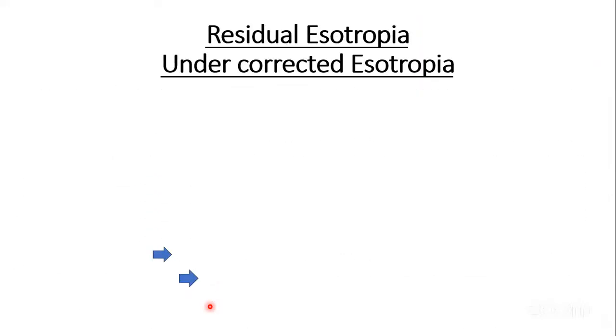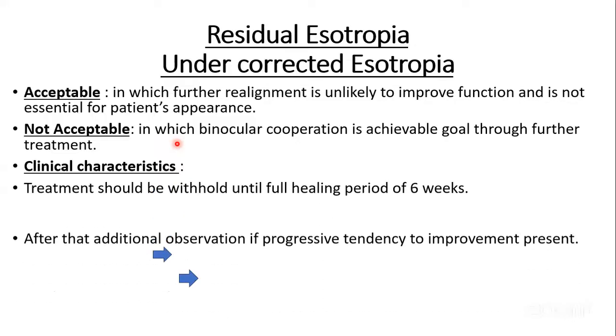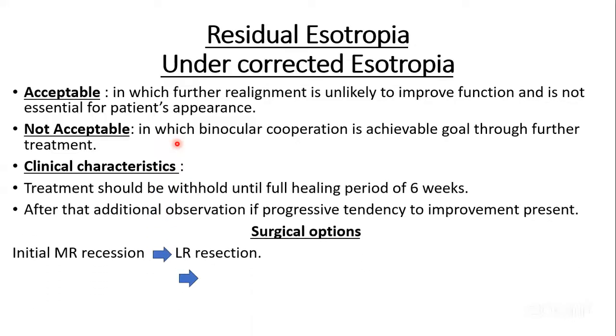So also there is something called residual esotropia or undercorrected esotropia. Those patients usually had esotropia and did surgery, and after the surgery they have residual ET. So if the patient is having small undercorrection, something within 8 to 10 prism diopter, usually we don't do anything. It is considered acceptable. But if the patient is having larger residual ESO, then that is not acceptable, and usually we do surgery for those patients.